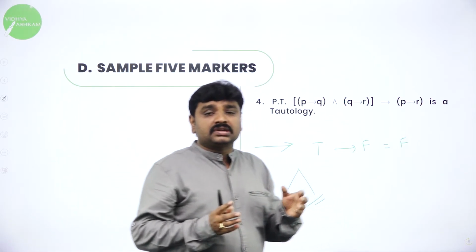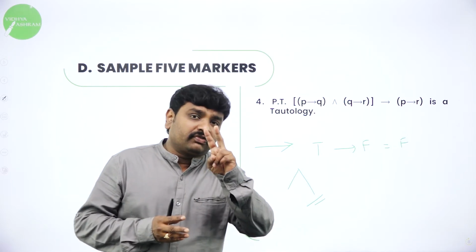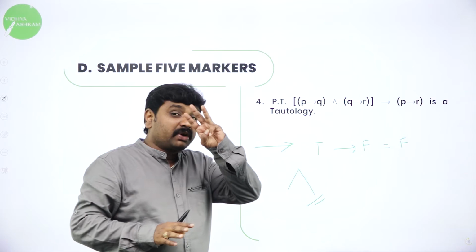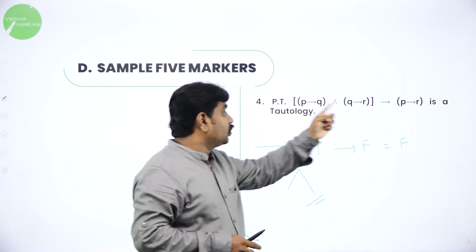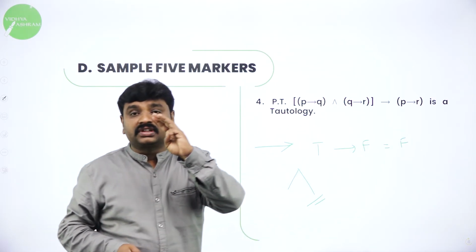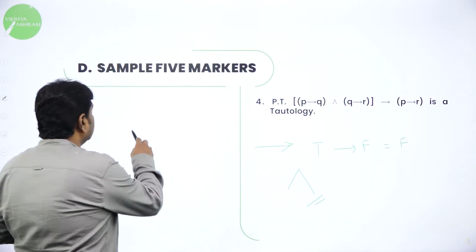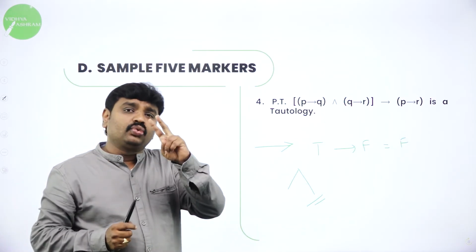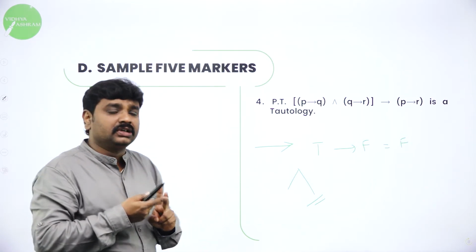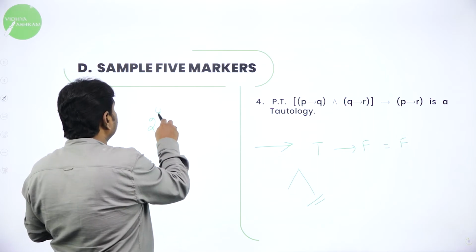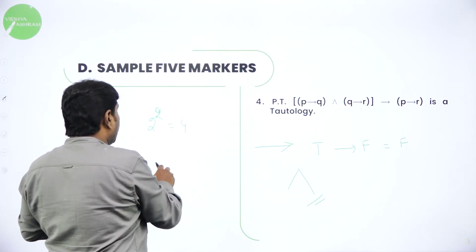But the speciality of this problem is we don't have two propositions. Instead, we have three propositions P, Q and R. So for three, we have to take the possible combinations. All of you know permutation and combination. Any proposition can have two truth values, either true or false. So if I have two propositions, the number of inputs is 2 square, which is 4. Now I have three inputs.